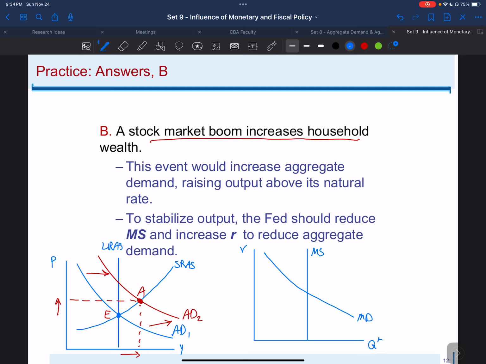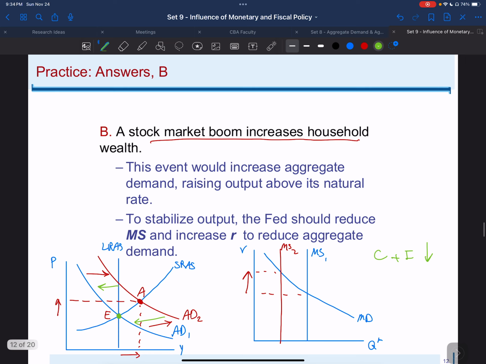Quantity of money, and they are going to reduce the money supply so they can increase the interest rate. With an increase in the interest rate, we're going to see that consumption and investment are decreasing, and aggregate demand will shift to the left, going back to the equilibrium point. So to stabilize the output, the Fed should reduce the money supply.